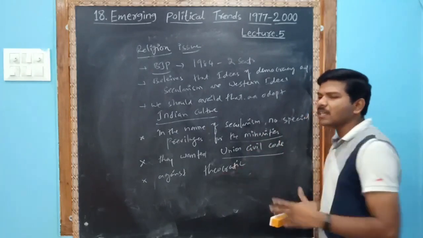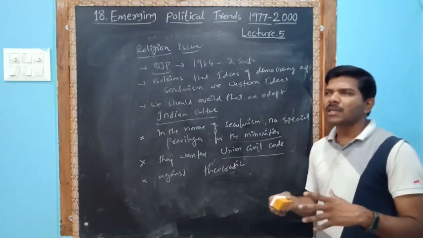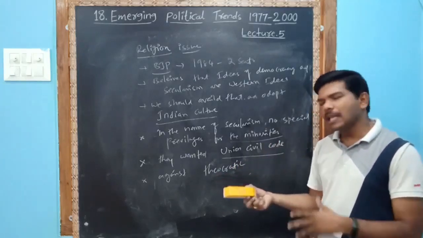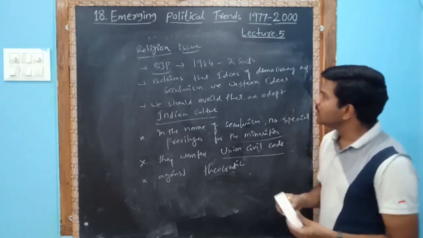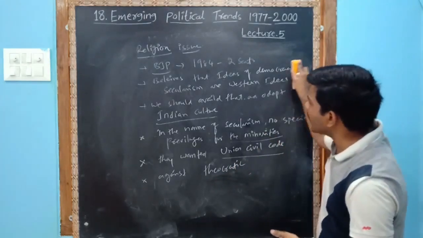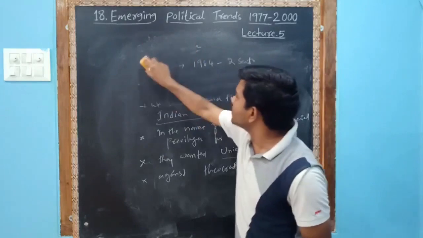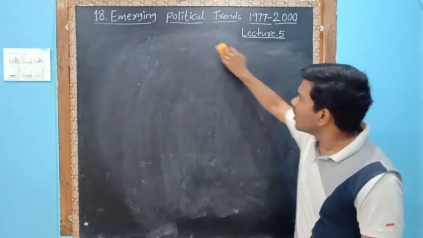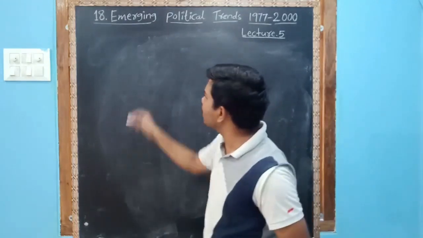Next, these parties don't like the theocratic. Theocratic means giving special importance to one religion. So they are also against the theocratic. This BJP government once had 184 seats, but how did BJP suddenly become popular? Why? How? What circumstances led BJP to become popular?